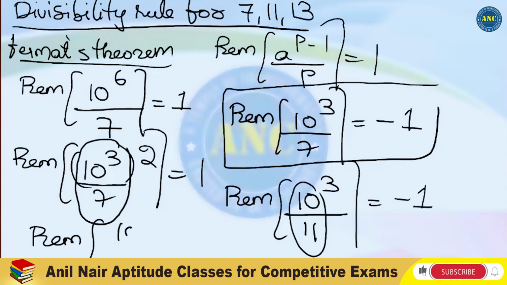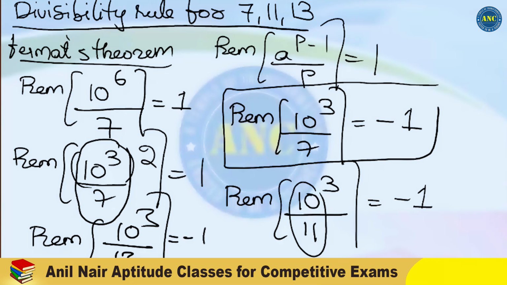10 cube divided by 13. 13 ones are 13. Minus 3. Minus 3 cube is minus 27. 13 minus 2s are minus 26. It is minus 1. That means if you observe, 10 power 3 divided by 7 is minus 1. 10 power 3 divided by 11 is minus 1. 10 power 3 divided by 13 is minus 1. This is a very, very important observation, because theory of oscillation is an efficient method. If the number of digits are 1, 2, 3, 4, 5, 6, as the number of digits grows, using theory of oscillation might be a very ineffective method.